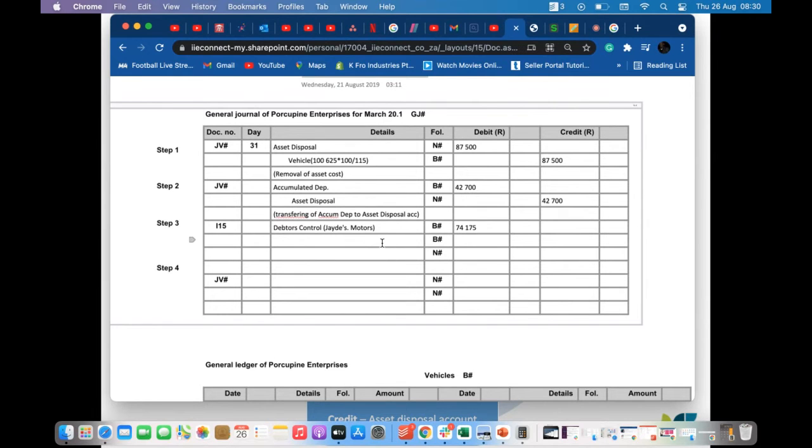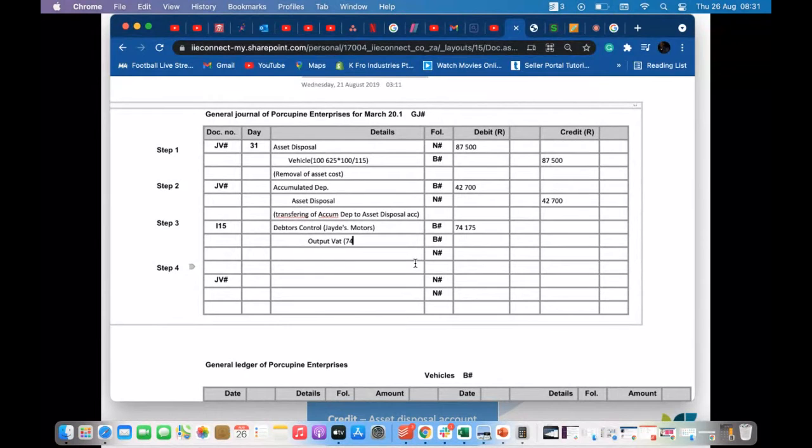74,175. Okay. But now, can you see this is inclusive of VAT? So we want to know how much of this is ours. How much of it is coming to us? Because obviously, if we sold it inclusive of VAT, whenever we make a sale, we know that we have output VAT. Okay, we owe SARS money. So let's quickly calculate that.